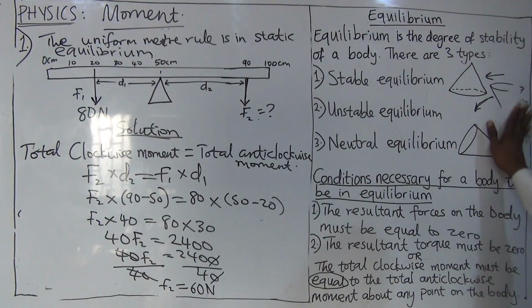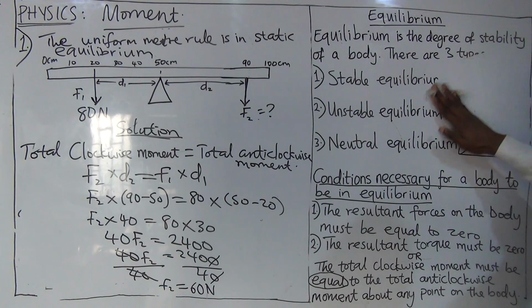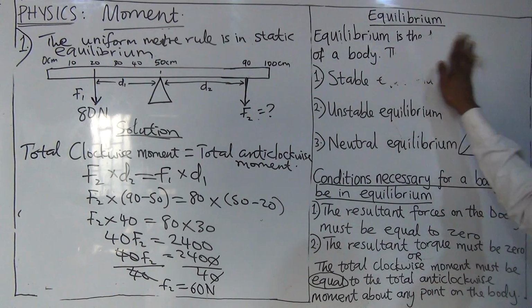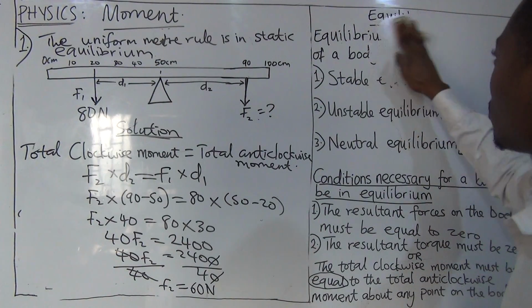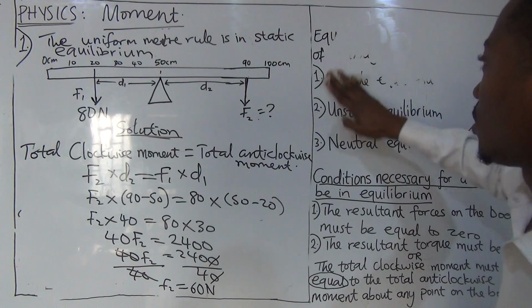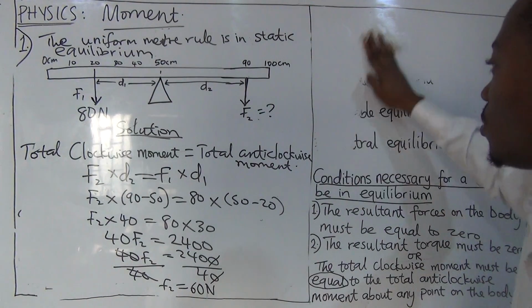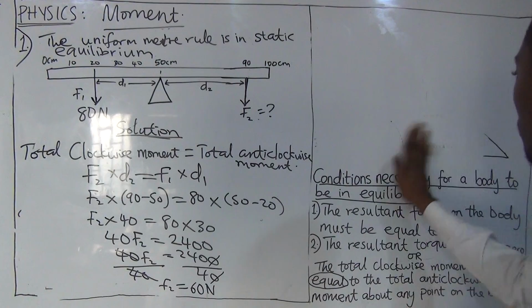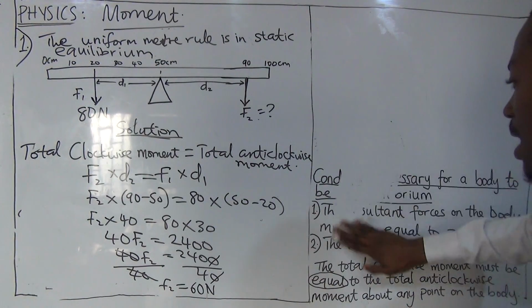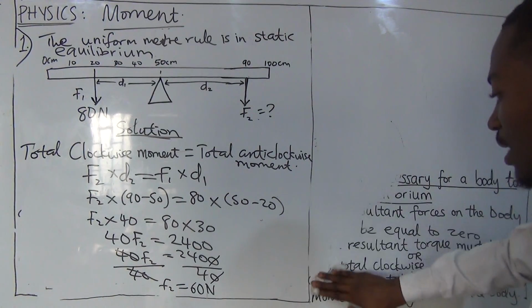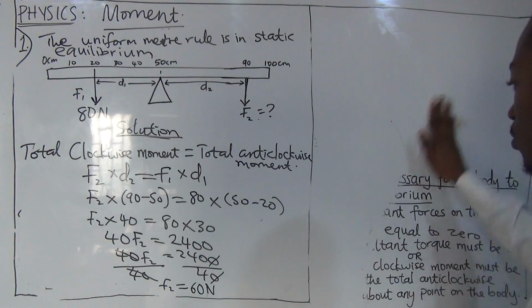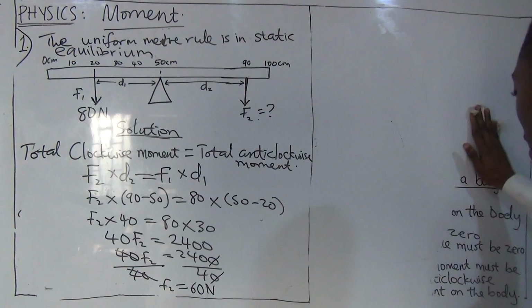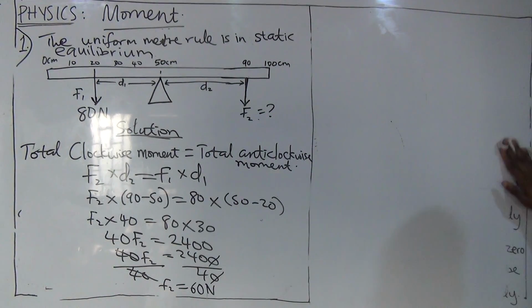Now we want to solve an example that involves more than two forces. But before that, let us identify the direction of forces that produce the clockwise moment and the direction of the forces that produce the anti-clockwise moment.